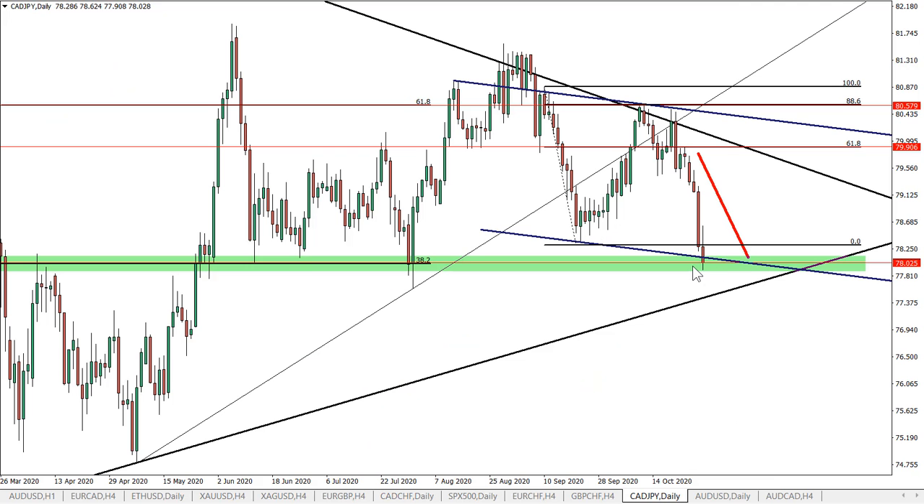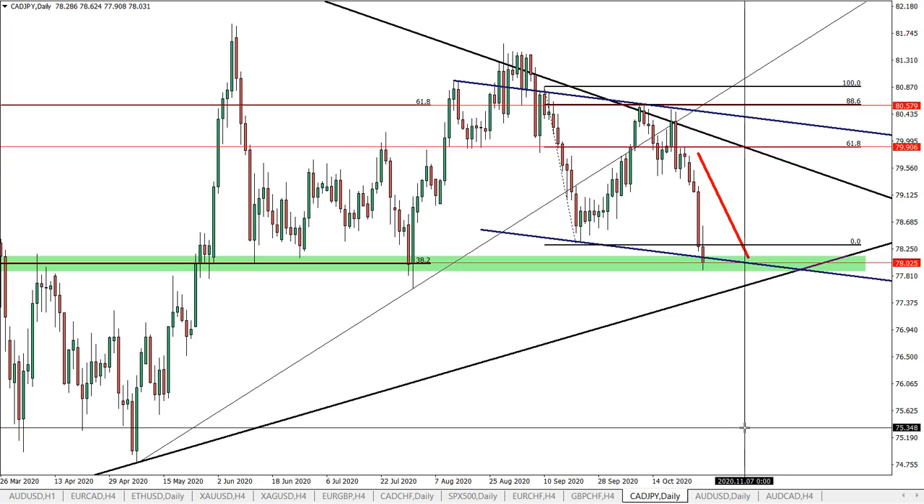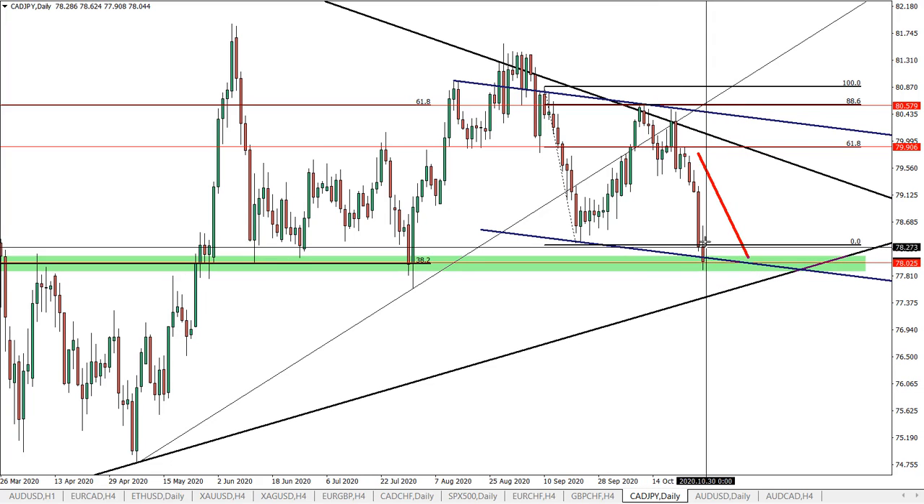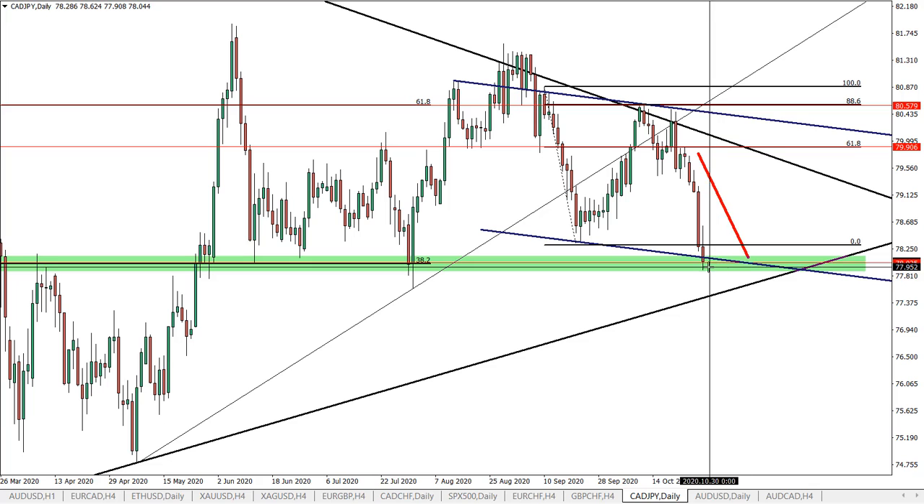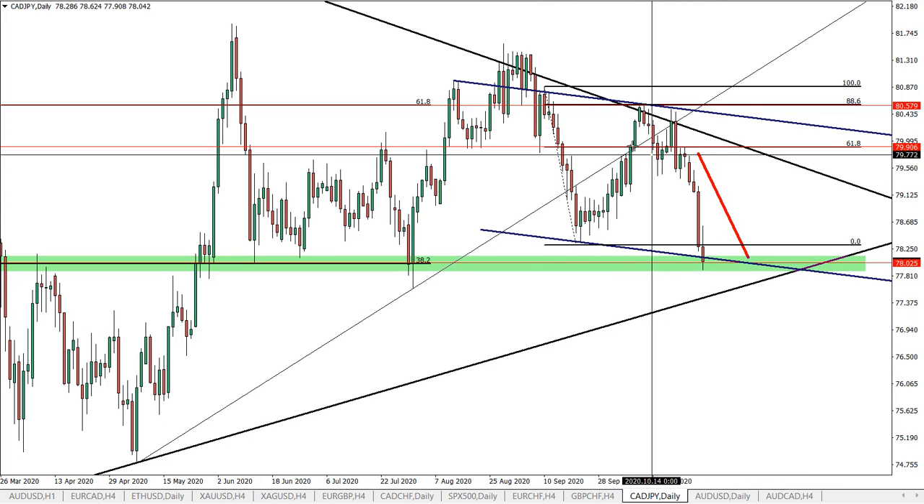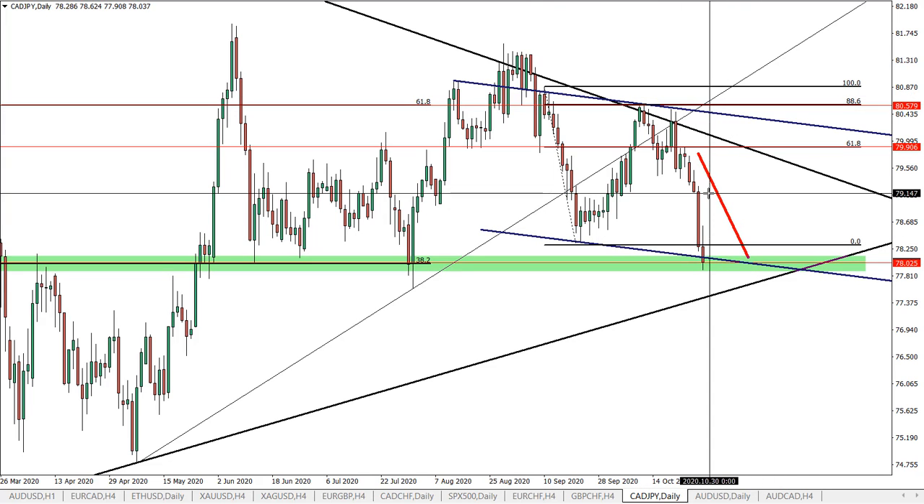Canadian Japanese yen has tested the support. And now if there will be the breakout, there will be a stronger rally to the downside. So there is more downside pressure if this support will be broken. But I'm closing this chart since we have reached the downside target.